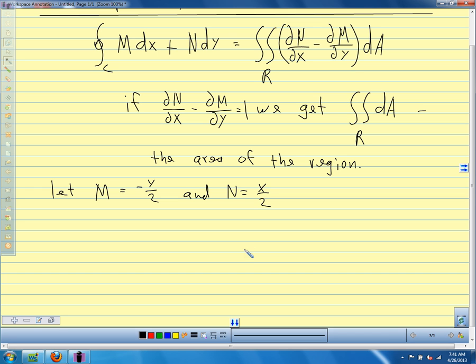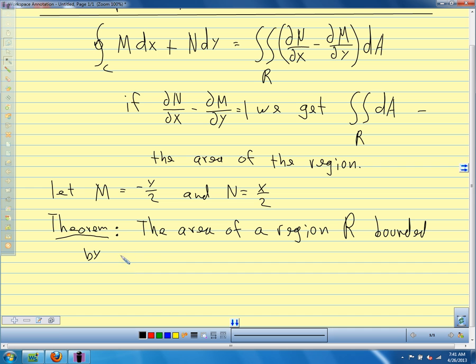So this is how we're going to use Green's theorem to find areas. So we're going to state this as our theorem. And we're going to have a complicated setup because we have to have certain conditions. We have our region R, and it needs to be bounded by a piecewise smooth, so we can put a bunch of curves together, simple closed curve.